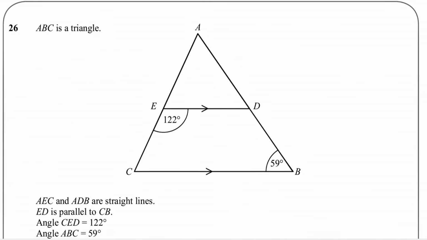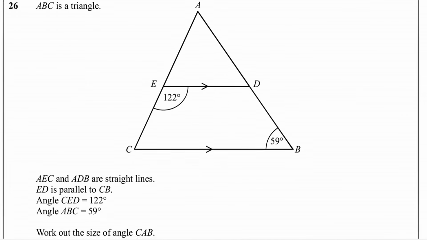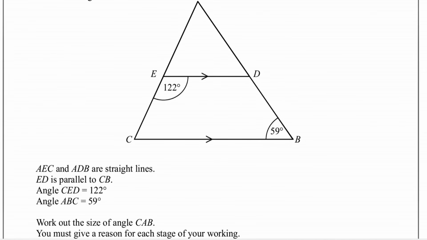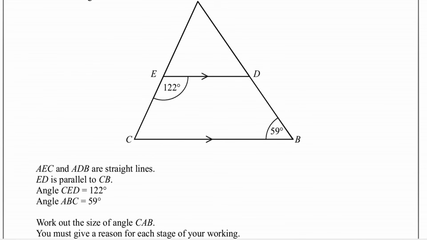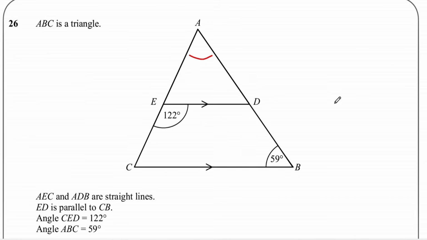Okay, so let's look at this question. You have these triangles on parallel lines. So how do we find CAB? So CAB is this one because A is right there. So what do we do? If this is 59, this is also 59. Now, because they are corresponding angles, those two are 59.